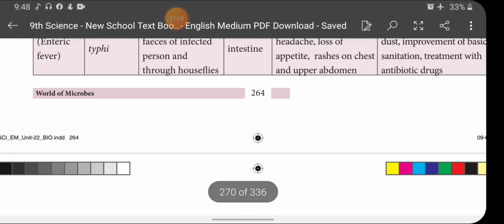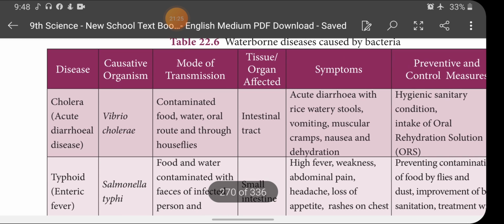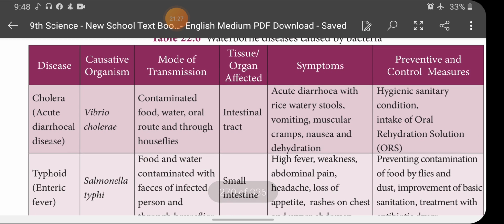Today's homework for you is only 2 questions that I am going to give. List or tabulate the various waterborne diseases and airborne diseases caused by bacteria. These are the only 2 questions I will give as homework. Complete it and send it to me, and I will see you in my next class. Bye.